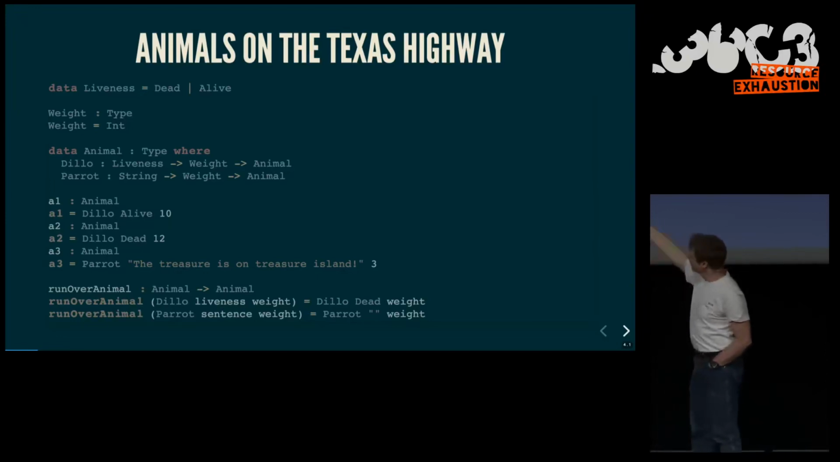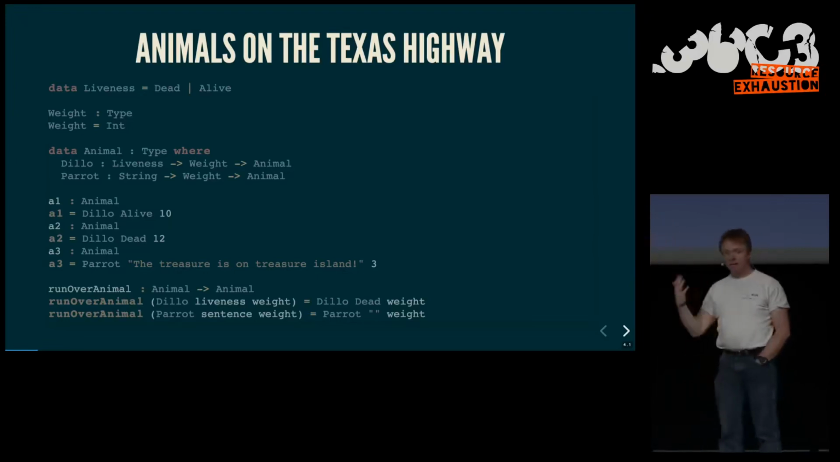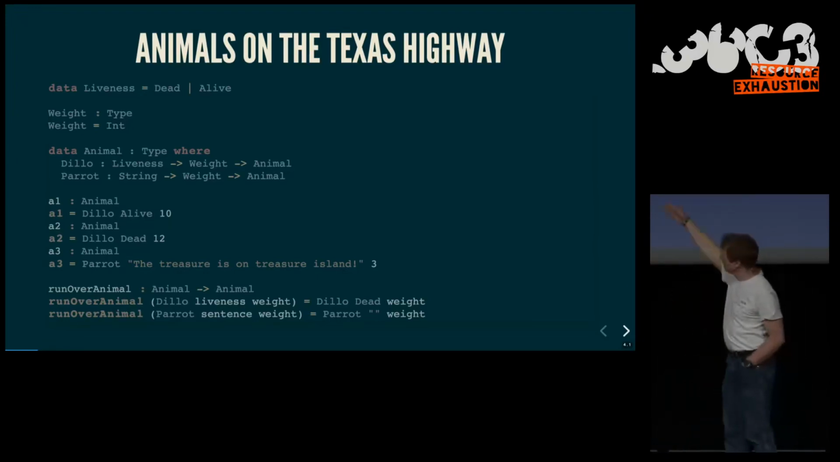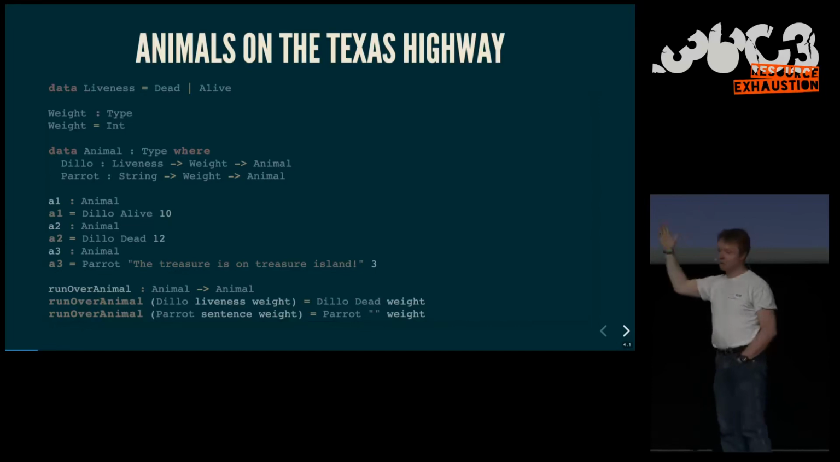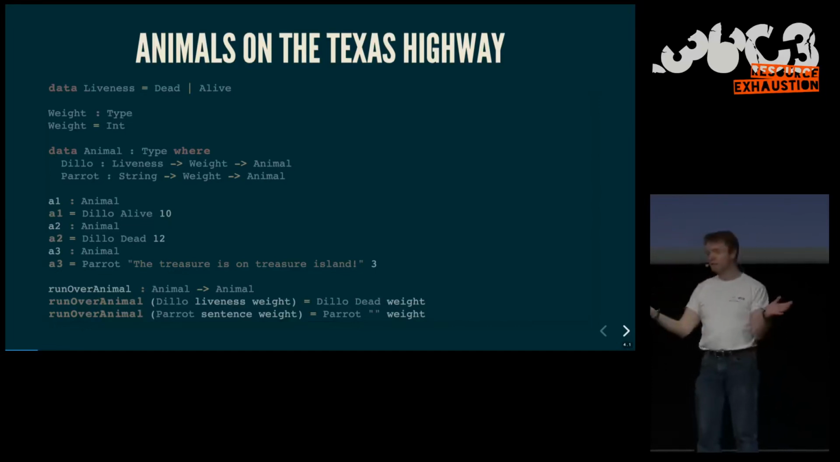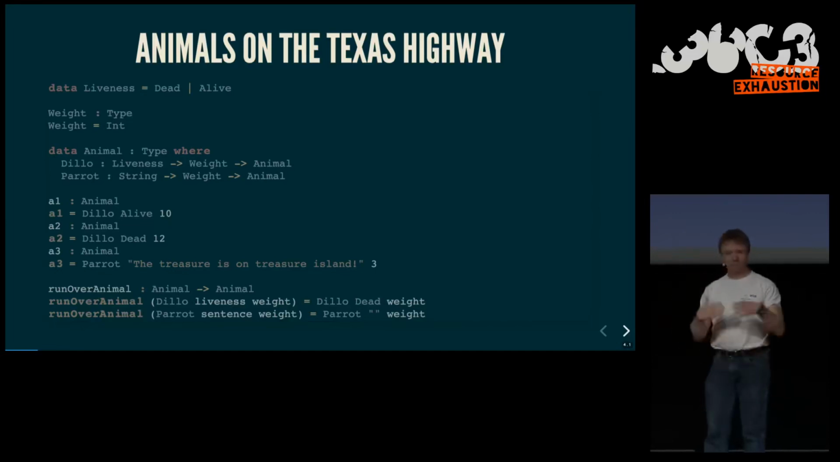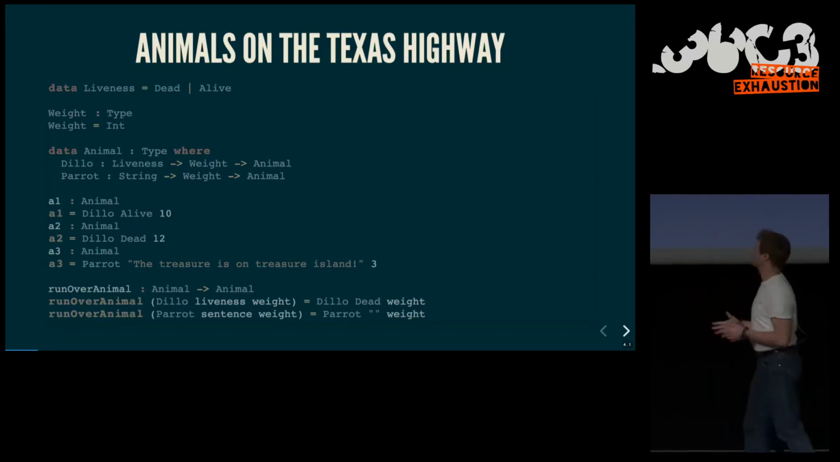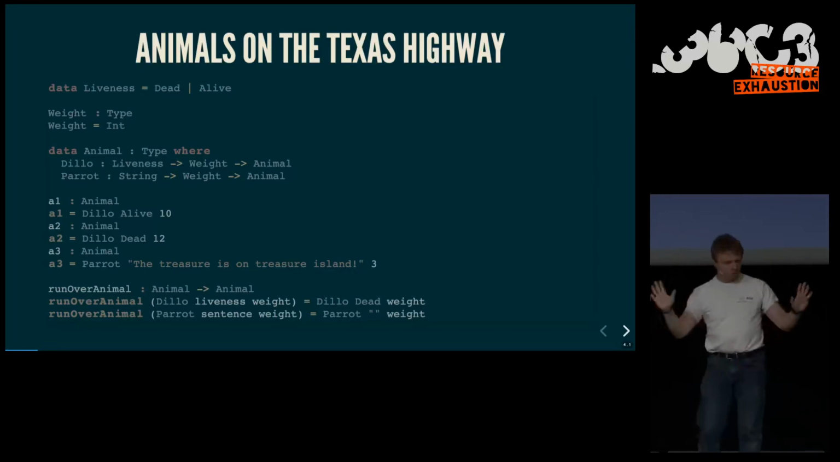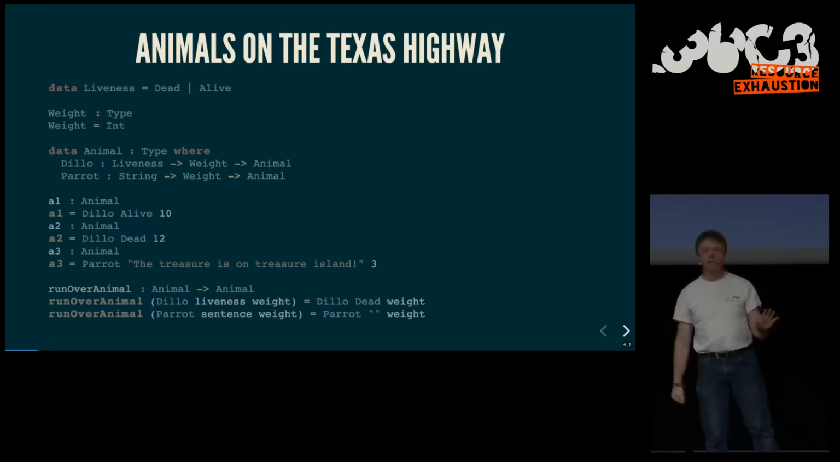And if you look down there where it says A1, A2, and A3, that has three examples for animals. So it says A1 colon Animal, just to say that A1 is an animal. Idris is a language that always has type declarations. And it says A1 is Dillo Alive 10, and that means it's an armadillo, it's still alive, and it weighs, let's say, 10 kilograms. The second one is dead, a little bit heavier, weighs 12 kilograms. And the third animal is a parrot that knows, well, it's a pirate's parrot, obviously, and maybe weighs 3 kilograms. Okay so far? If you have any question about any of that, then please ask away.